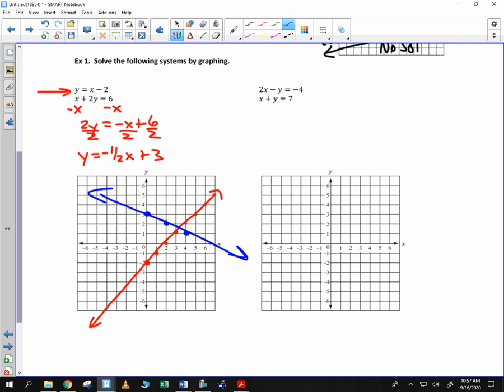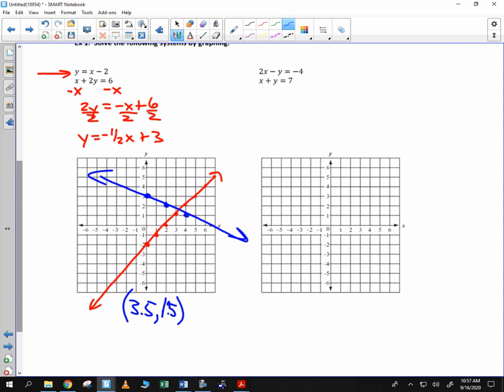Now, as you solve this system, you identify the intersection point. I'm going to say it's about 3.5 for x, and about 1.5 for y. I estimated it because it doesn't look like I come up with the exact number there.